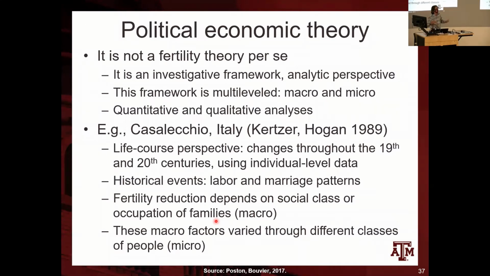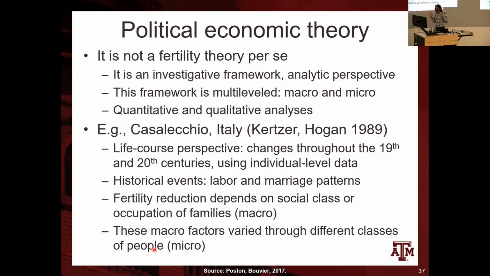Even occupation, which occupation I engaged in when I was in the labor force, also will influence my fertility decisions. And these macro factors varied through different classes of people by individual characteristics, right? By age, by education, by race, ethnicity. I mean, race and ethnicity are seen differently in Italy than here in the US. But all these different individual characteristics also influenced fertility later on.